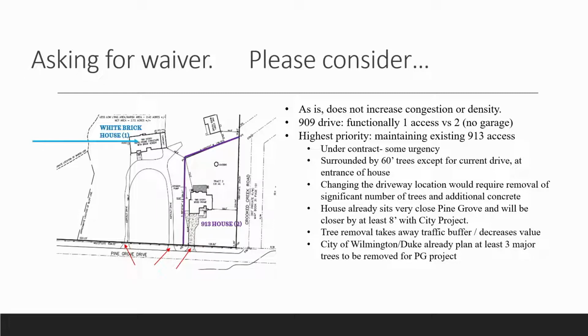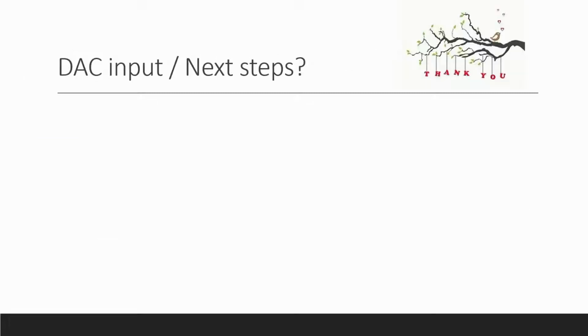The tree removal certainly takes away important buffer and privacy, decreasing the value. And as we mentioned before, we know that we're going to have some trees removed already, 3 large ones on the 913 side of the property. So we're asking for the consideration based on these. And again, highest priority being no change on 913. So at this point, we don't have anything else to share.